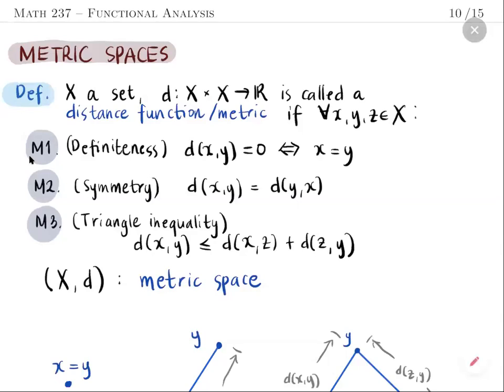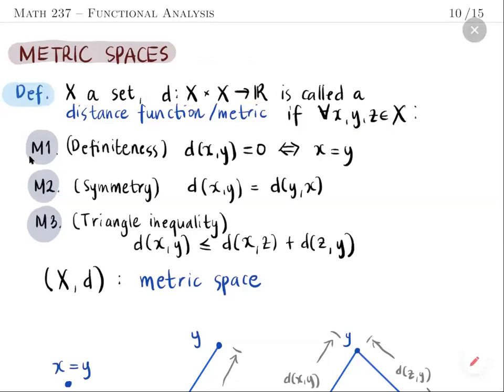So for the definition of a metric, consider a set X and a function d from X cross X to R. You can think of the first component as the starting point and the second component as the final or endpoint. Then this function d will be called a distance function or a metric if and only if for any 3 points x, y, z, we have the following properties: M1, M2, and M3.